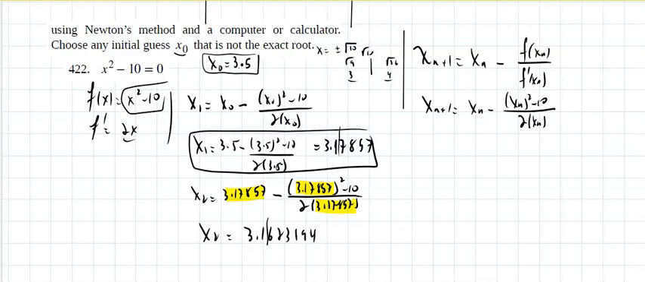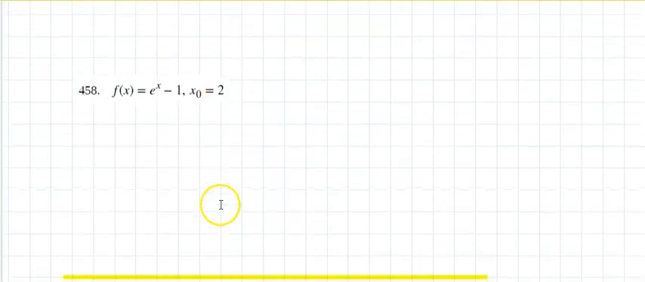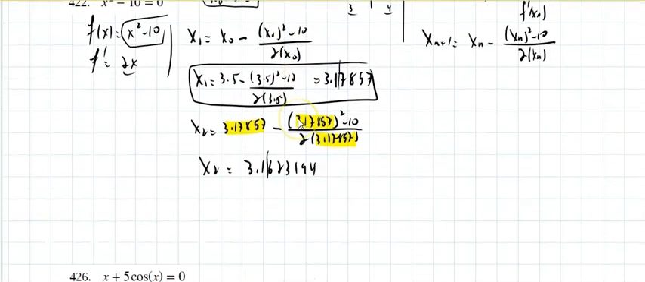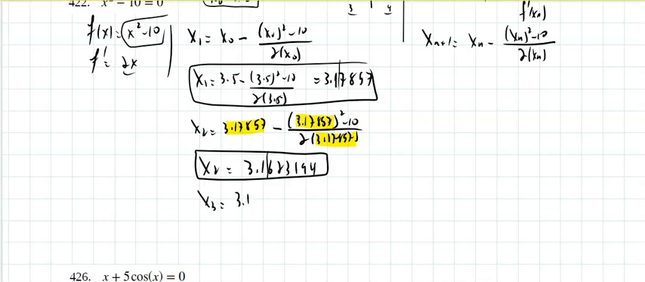I want it accurate to 5 decimals. That's what I'm going to ask you for on the homework. I want those accurate to 5 decimal places. So I got x2. Now, if I take x sub 3, isn't x sub 3 simply 3.1623194 minus 3.1623194 squared minus 10 divided by 2 times 3.1623194?